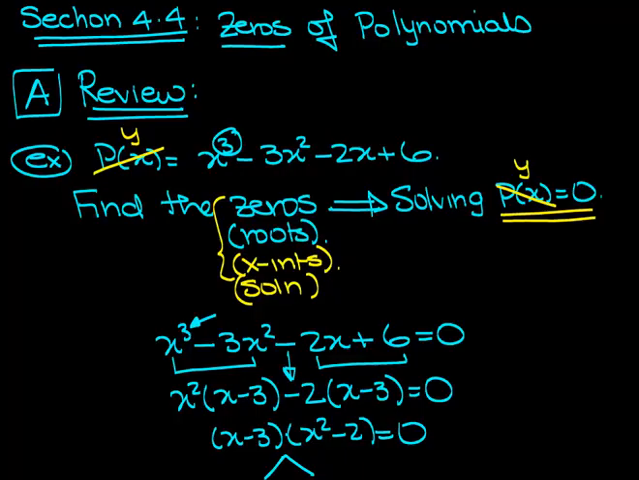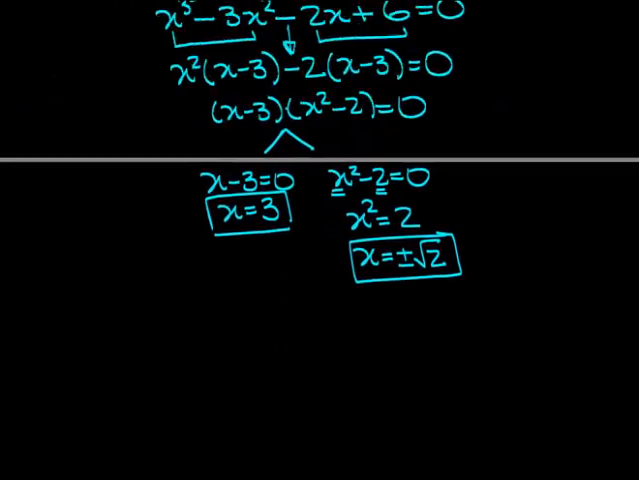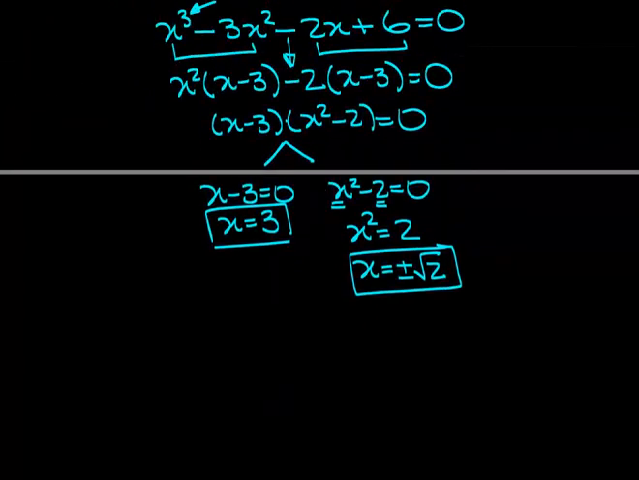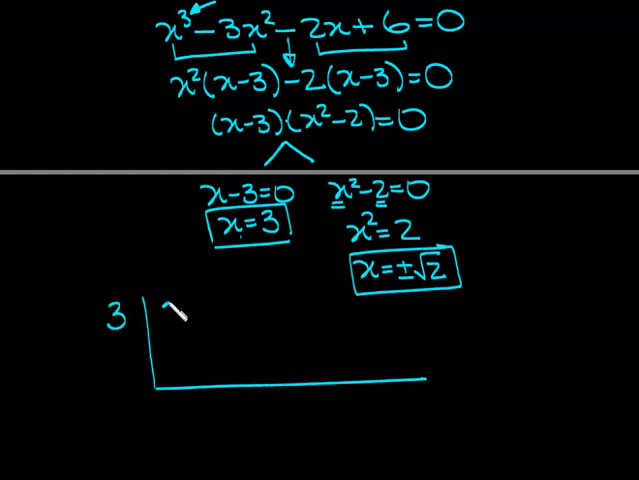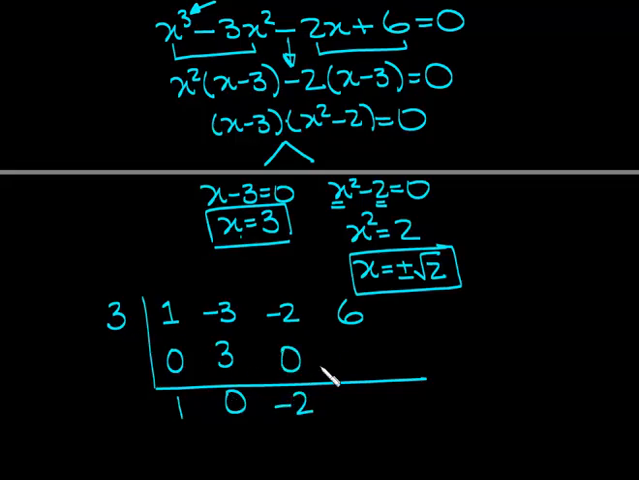Okay, so now that we have that, we know how to do that. Let's take a look at something else that's interesting. If I were to take this zero of 3 and divide this polynomial by that 3 using synthetic division, I have 1, negative 3, negative 2, 6. So if I do that, we put 3 outside, we bring down the 1, 3 times 1 is 3. We get 0, 3 times 0 is 0, we get negative 2, 3 times negative 2 is negative 6, we get 0.